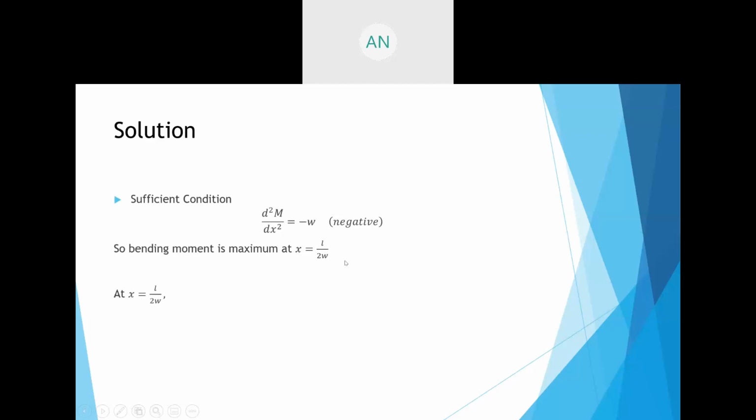So at x is equal to L by 2w, if I put x is equal to L by 2w in the bending moment function, this is the maximum bending moment that I'm going to get, which is L square by 8w. L square by 8w. All right. So this is the maximum bending moment.